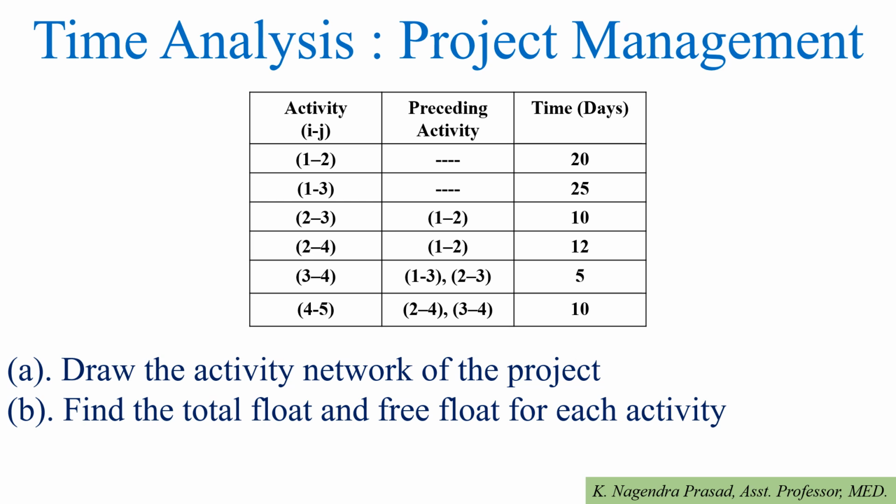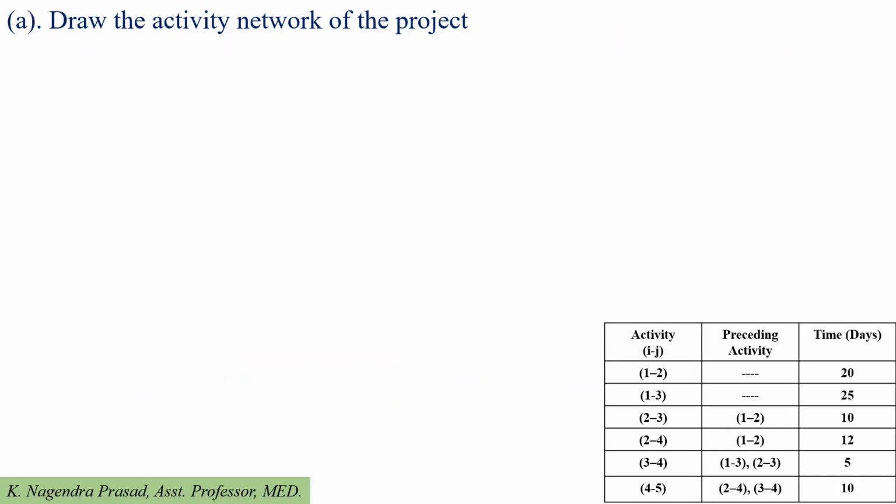In the present video, we will discuss how to determine the total float and free float for the given network diagram. Let's see the problem. Here, given the various activities along with the preceding activities, we have to draw the activity network of the project and also find the total float and free float for each activity. So first we have to draw the activity network of the project.